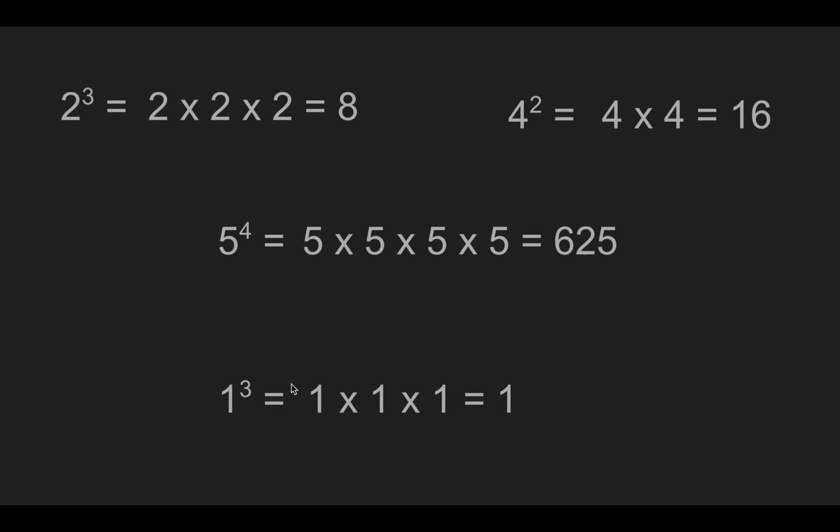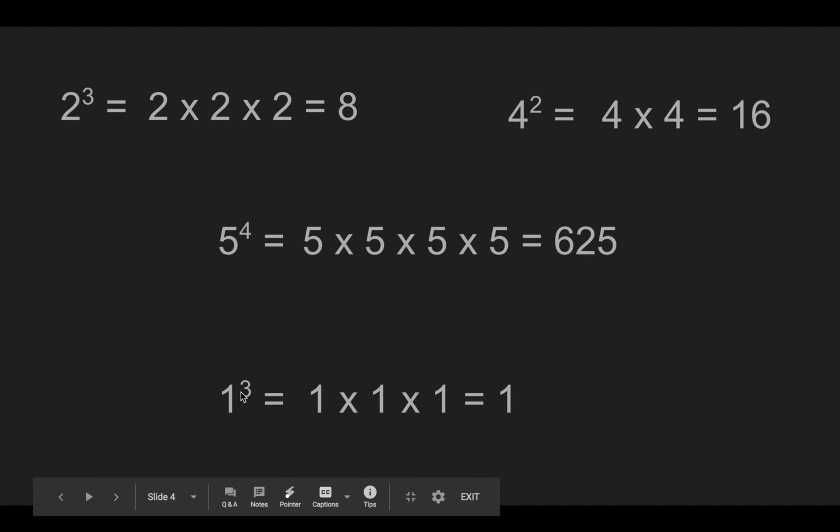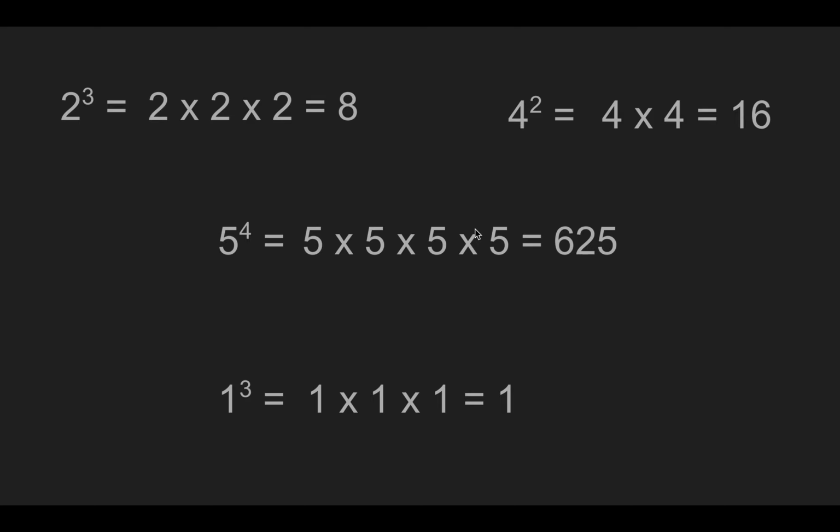It could be 1 times 1 times 1 times 1 times 1 times 1 times 1 forever, and it's just going to be 1. So it could be 1 to the 150th power, and the answer is just going to be 1. So just remember, if you have a 1 down here, any number up here, the answer is just going to be 1. And that's really it, guys.